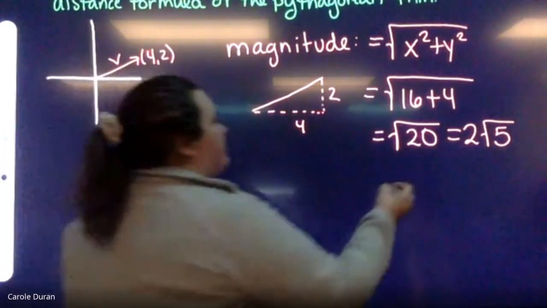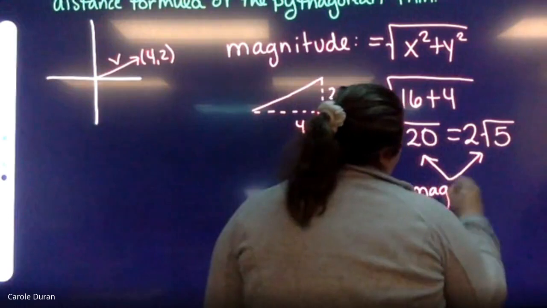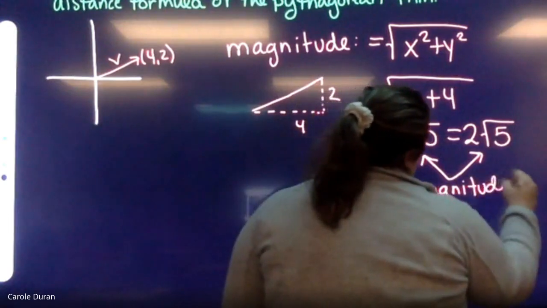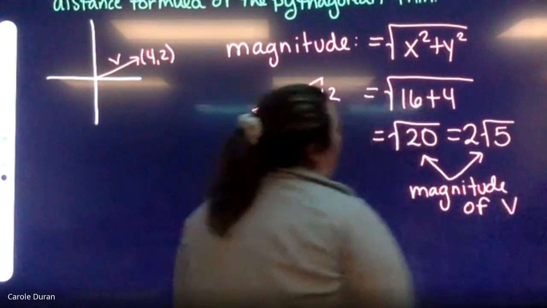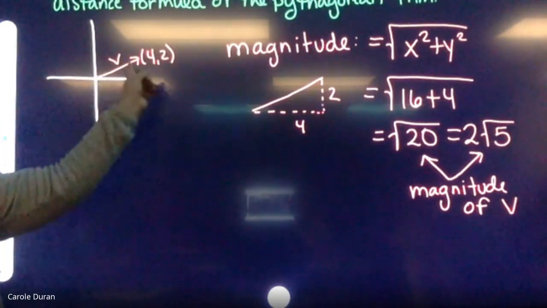So this would be considered the magnitude of V. Either one of these, or you could turn it into the decimal. The square root is going to be somewhere between 4 and 5. So 4.47, that's about right. Any questions on that? Does that kind of make sense? Remember, that magnitude is the length of my vector, or the length of this arrow.